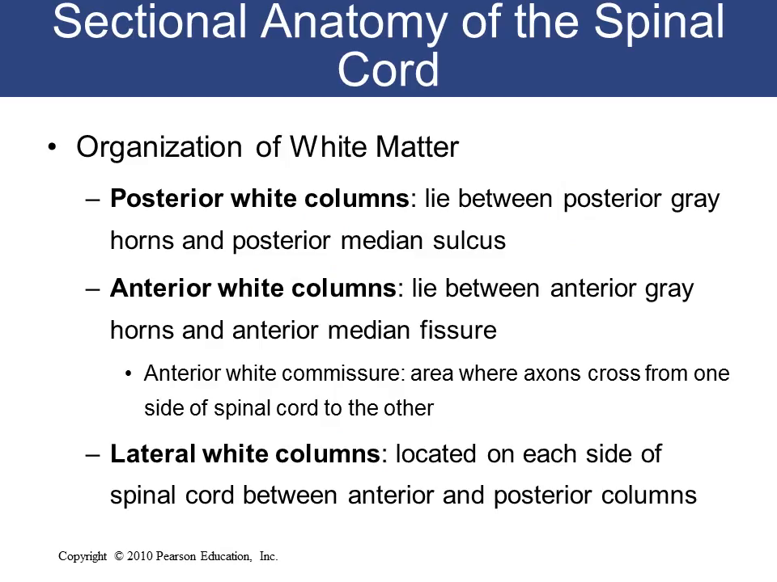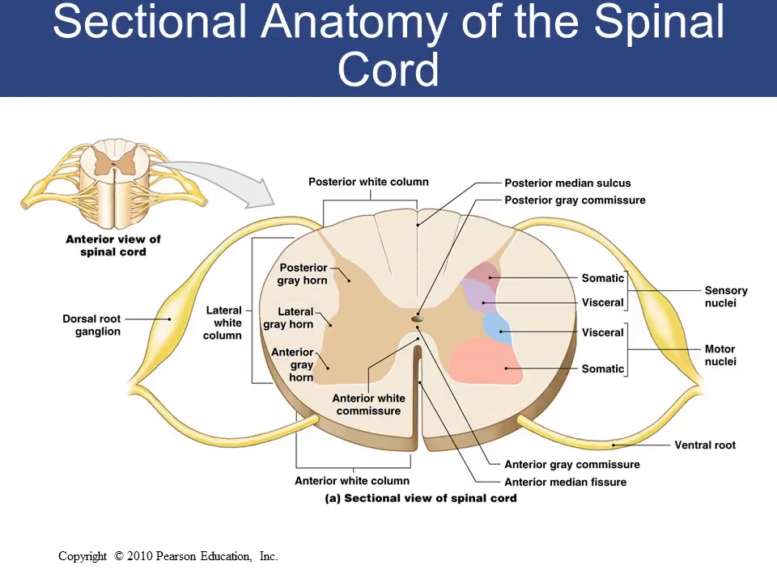The white matter has three columns, which are the posterior white columns that lie between the posterior gray horn and the posterior median sulcus. And we also have the anterior white columns that lie between the anterior gray horns and the anterior median fissure. And also, this anterior white commissure is the area where axons cross from one side of the spinal cord to the other. And also, we have the lateral white columns located on each side of the spinal cord between the anterior and posterior columns.